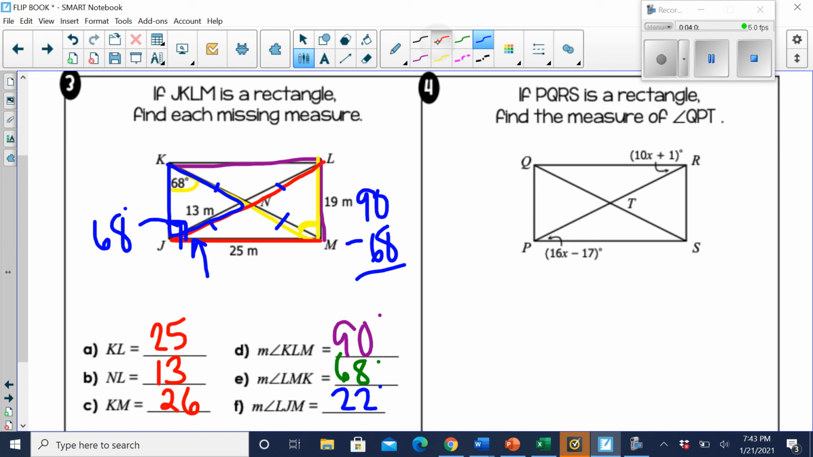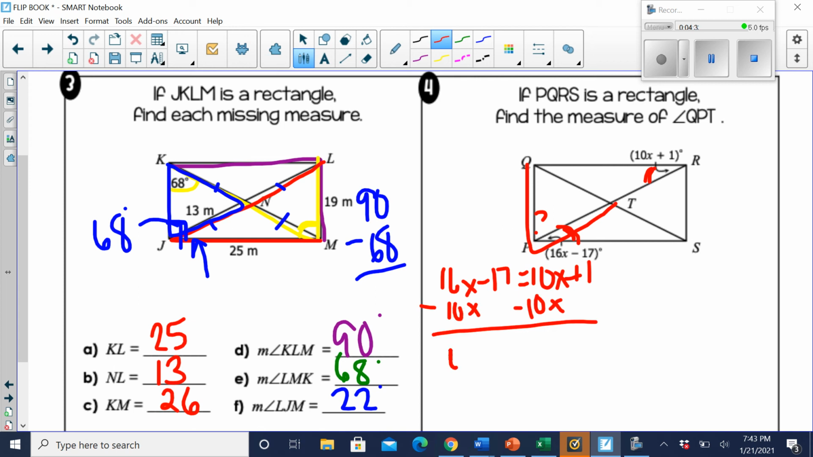Okay. On number 4, it says if PQRS is a rectangle, find the measure of angle QPT. So if I kind of trace for us, we're going from Q to P to T. We want to find that angle measure. They don't give us any information there, but what I do see on this diagram is I have this 16x minus 17 and this 10x plus 1. Those are alternate interiors, so we're just going to say 16x minus 17 has to equal 10x plus 1 and solve for x.